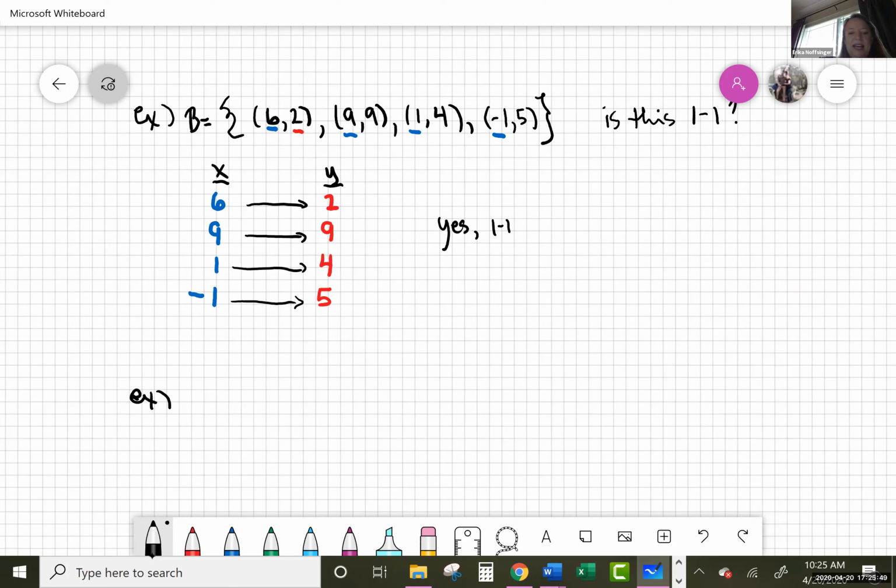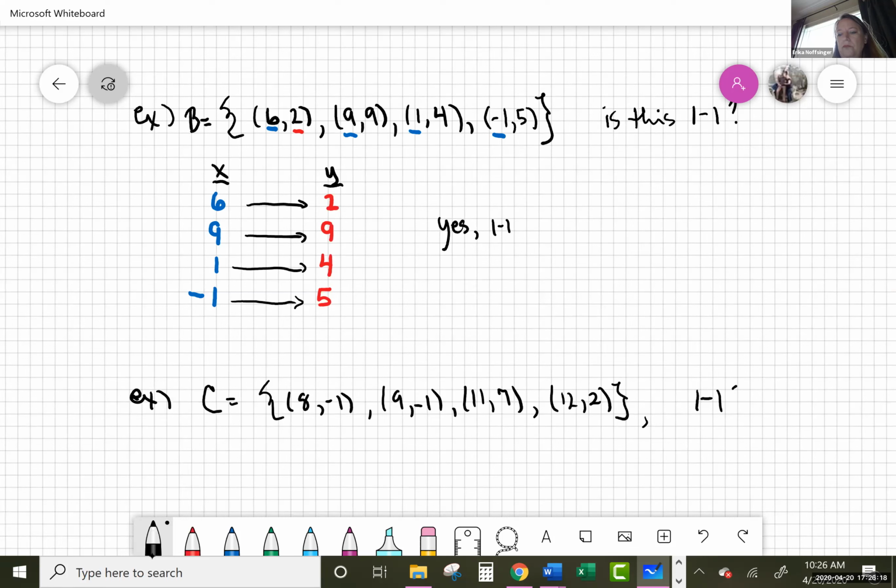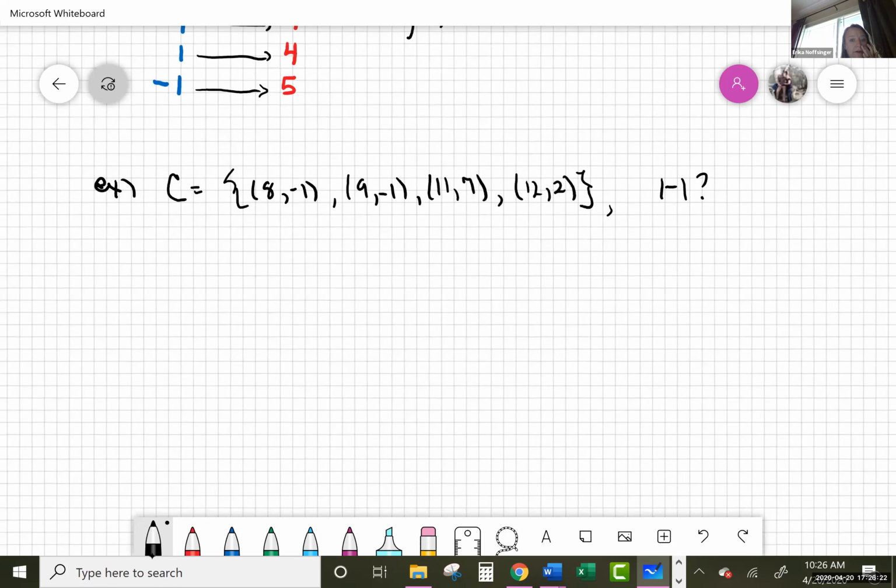So if you had, let's say, the set C, and it had a list of points: (8,-1), (9,-1), (1,17), and (12,2). And they want to know, does C represent a one-to-one function?